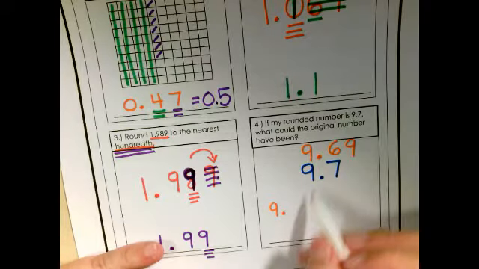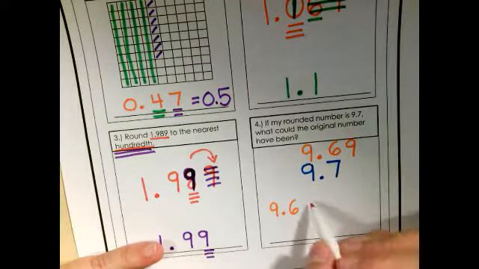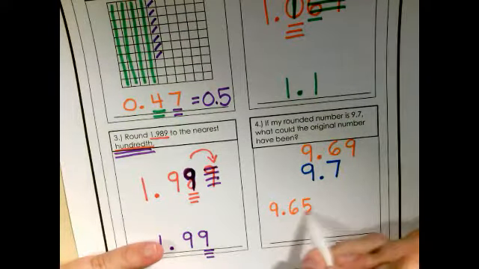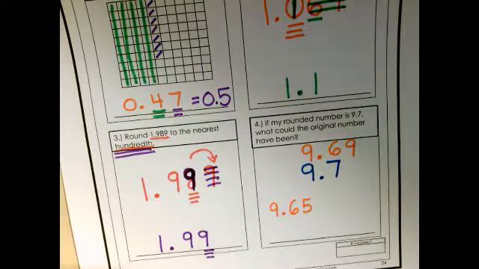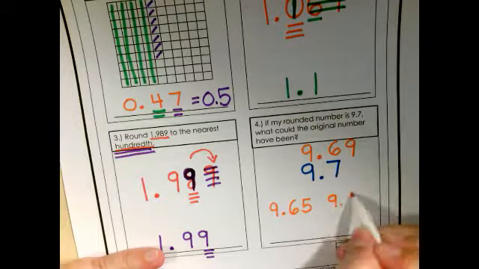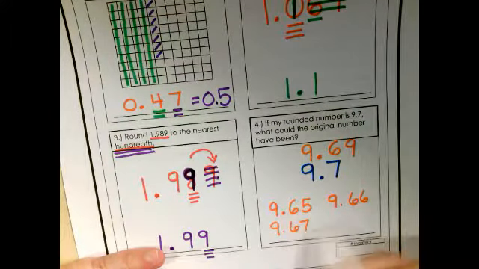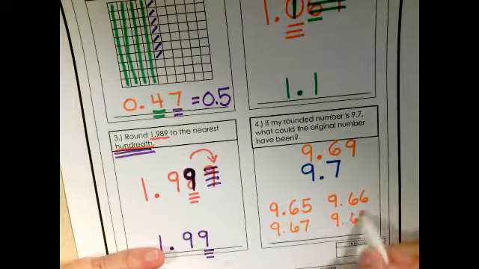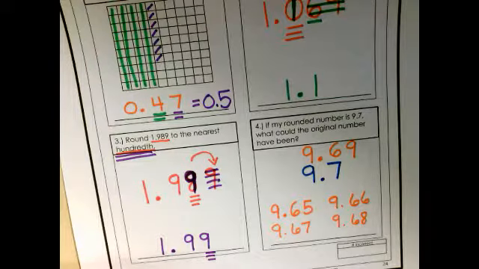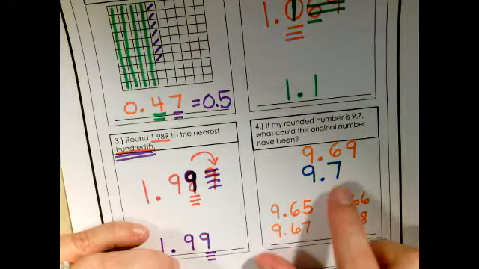You might have 9 and 65 hundredths. That would round to 9 and 7/10. You might have 9 and 66 hundredths, 9 and 67 hundredths, 9 and 68 hundredths, or 9 and 69 hundredths. Those things would all round up to 9 and 7 hundredths. Tenths. 9 and 7/10.